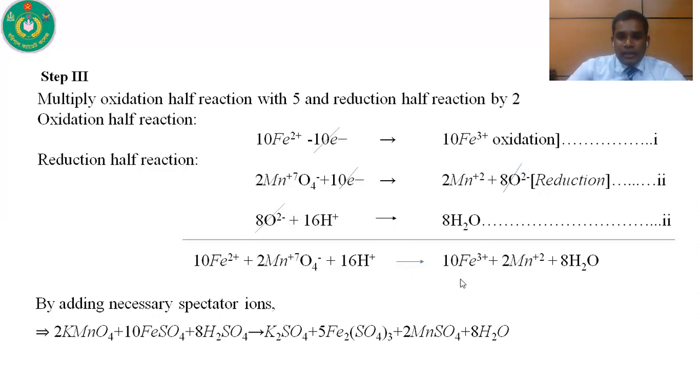And on the product side, there are potassium sulfate and 10 ferric ion. As there are 2 iron atoms already present here, we can multiply it by 5. 5 into 2 equals 10, and 2 manganese sulfate and H2O. So by this process, by the ion electron method, we can balance this chemical equation.